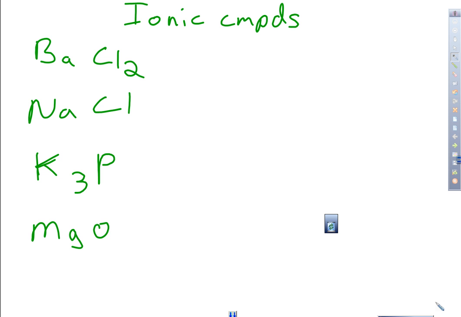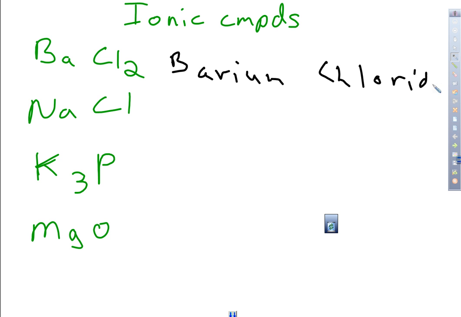Okay, so first things first. With ionic compounds, what you have to do is name them this way. It's going to be the symbol, so it's barium in this case, and then chloride. Now the reason why it's chloride and not chlorine is because whenever it's bonded, it takes on a different form.